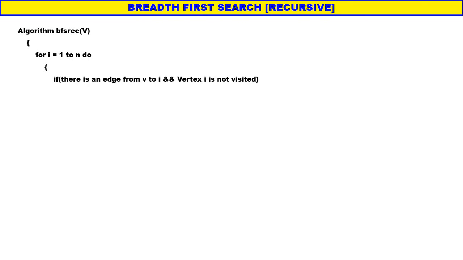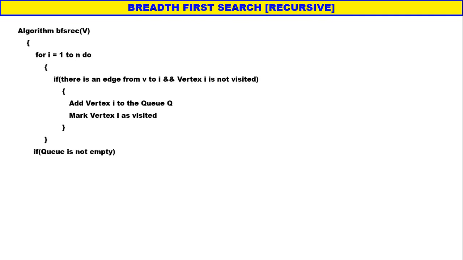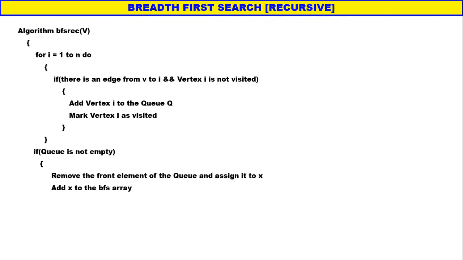Let us consider the formal algorithm for breadth first search using recursion. Just now we did the operation and the algorithm also. V is the source vertex. First we find out all the adjacent nodes. If it is adjacent, add it to the queue. Mark vertex I as visited. Now we check whether the queue is not empty. Remove the front element and assign it to X. X is added to BFS. Now we call the same BFS REC function for X. That's all the algorithm for breadth first search using recursion. Just now we did that, the same algorithm.